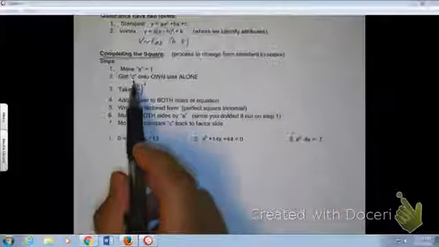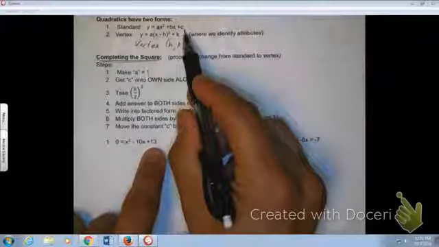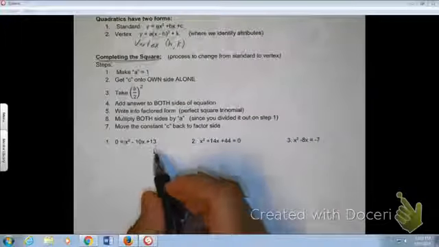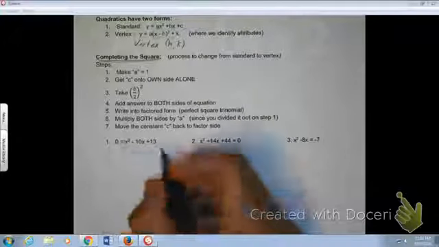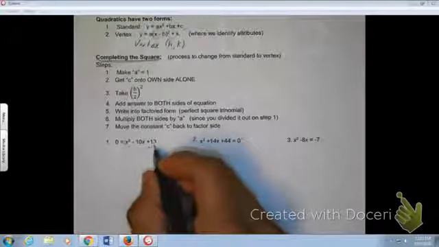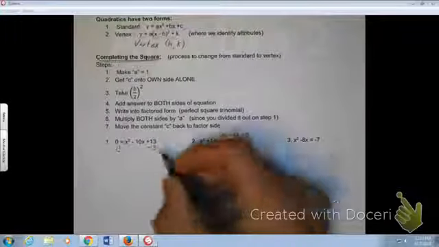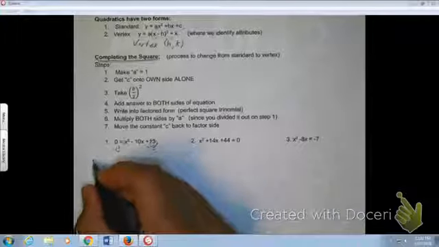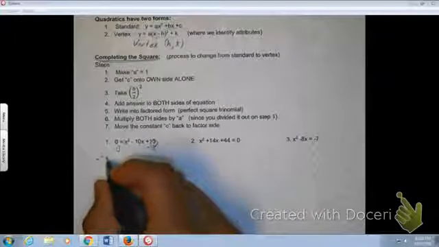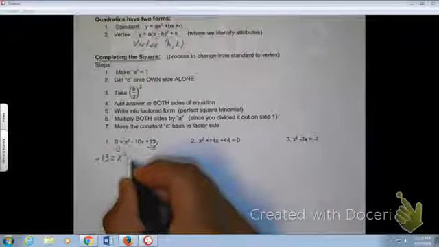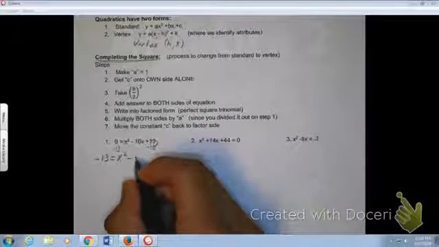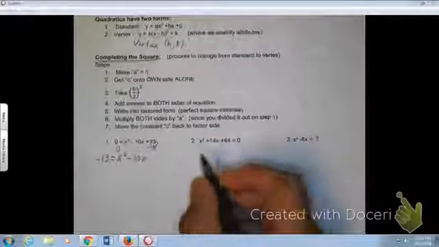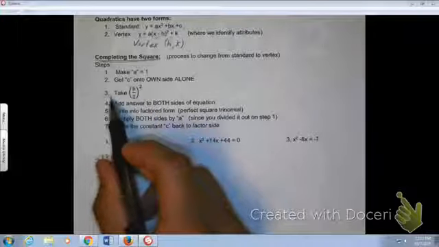Get C, right? This is C. Our constant into its own side. So we're going to take it across to 0. Yes, so we move it to the other side. How do we do that? Minus 10. So this is going to be 13. So we have negative 13 is equal to x squared minus 10x.